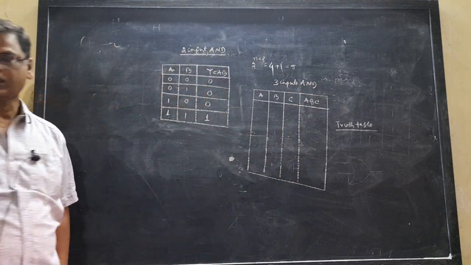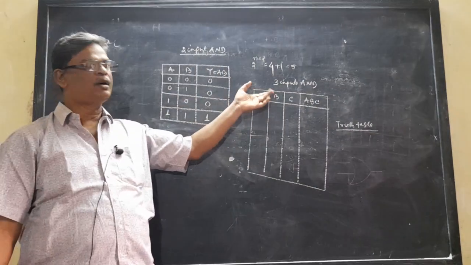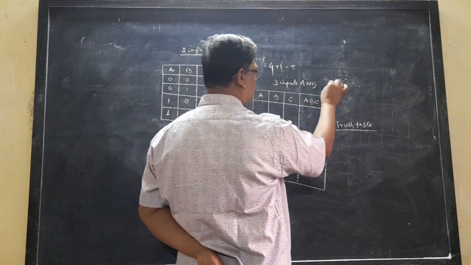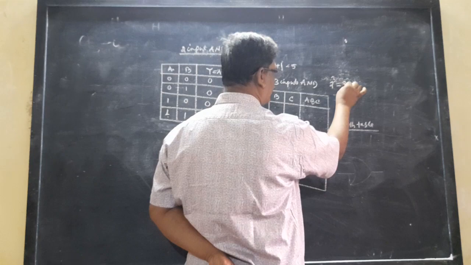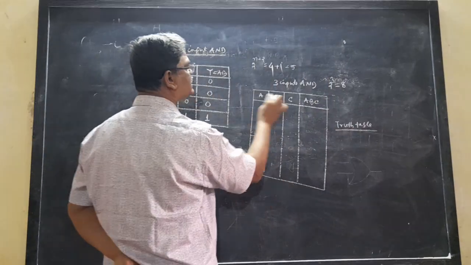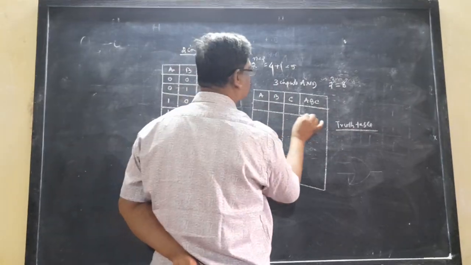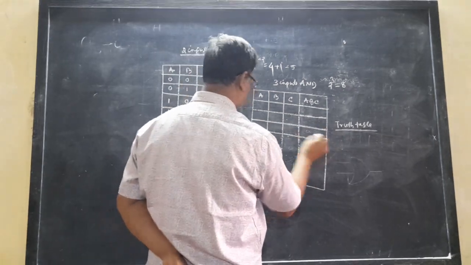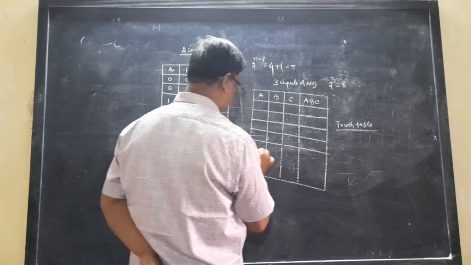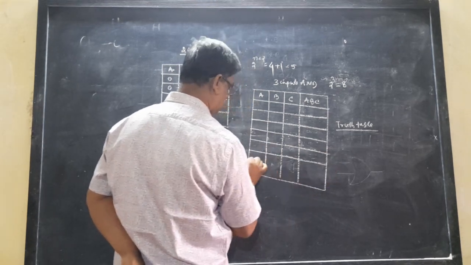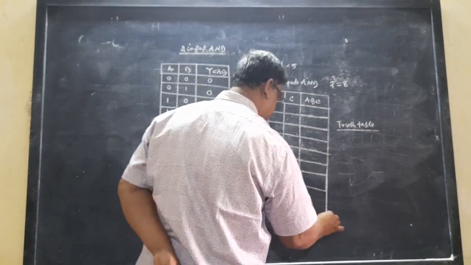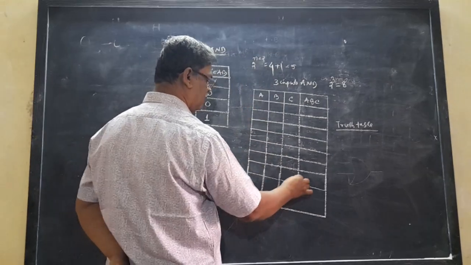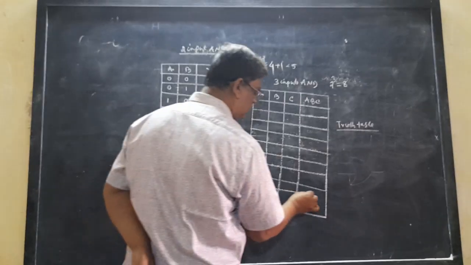Then how can I draw the number of rows apart from the heading? The number of inputs is 3, so 2 to the power 3 is equal to 8. Now draw 8 rows except the heading row: 1, 2, 3, 4, 5, 6, then 7 and 8.